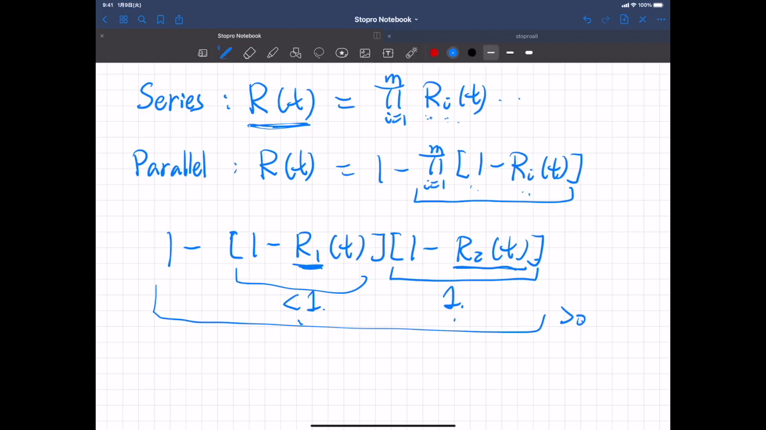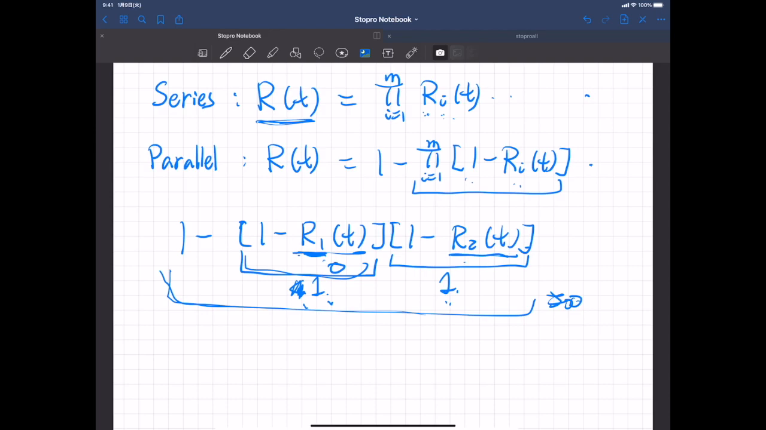But if both of them become 0, then both factors become 1. Okay, so 1 times 1 is 1, which is subtracted from 1. Then the whole value becomes 0. Then the system fails. So it requires all the components to fail for the system to fail. So that's the difference between the series and parallel systems.